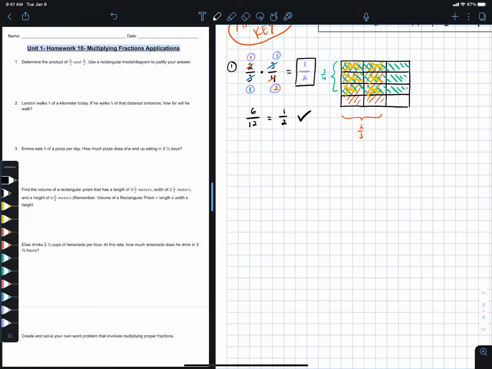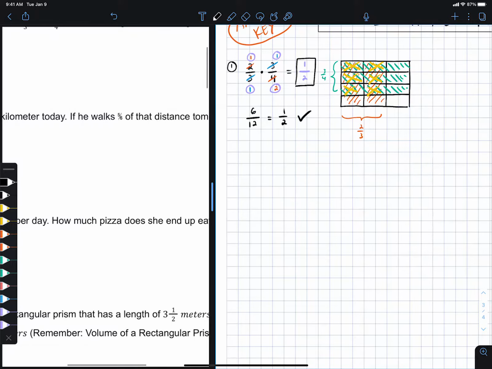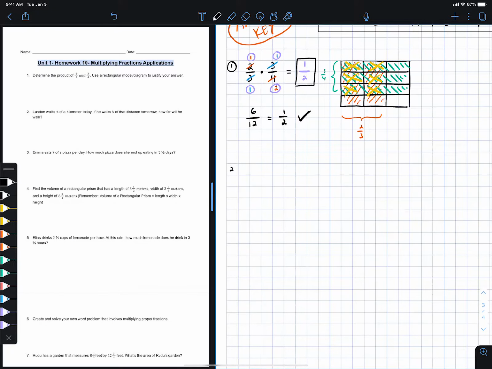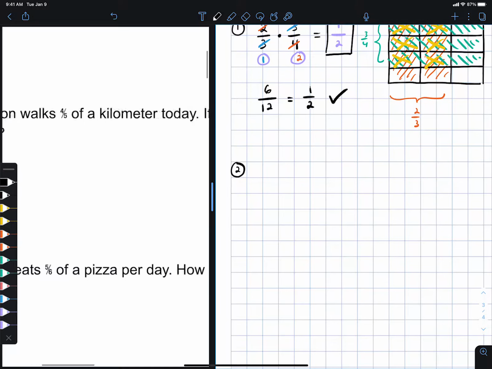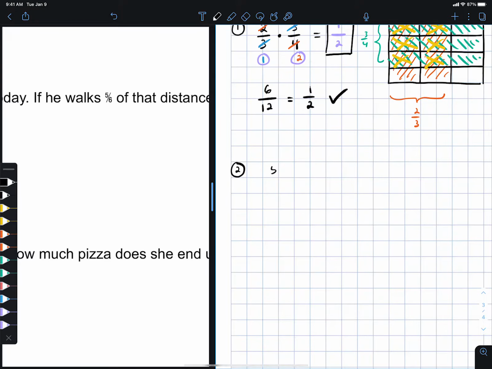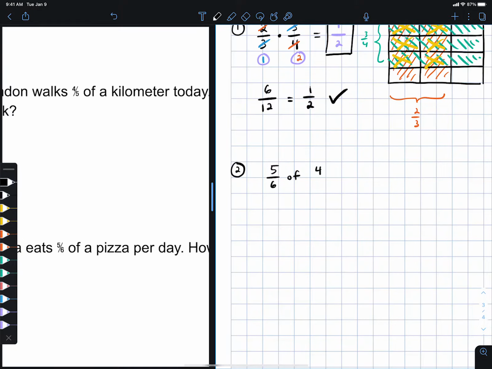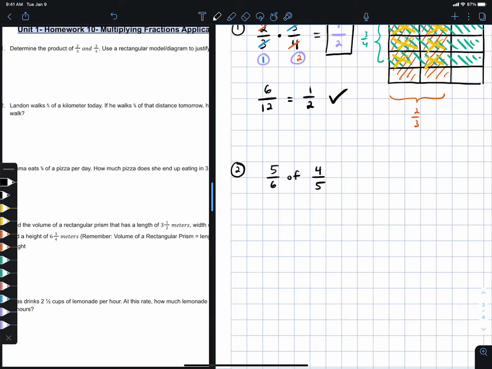Number 2, let me move this down. Landon walks 4/5 of a kilometer today, and then tomorrow he's going to walk 5/6 of that distance. So let's try that out. So we know he walks 4/5 today, and tomorrow he's going to be walking 5/6 of that. So we need to find 5/6 of the 4/5. Okay, so tomorrow he's going to be walking less because he's not walking all of what he walked today. He's only walking 5/6 of that amount. So an important word to know in math is "of." This "of" means we're going to multiply.